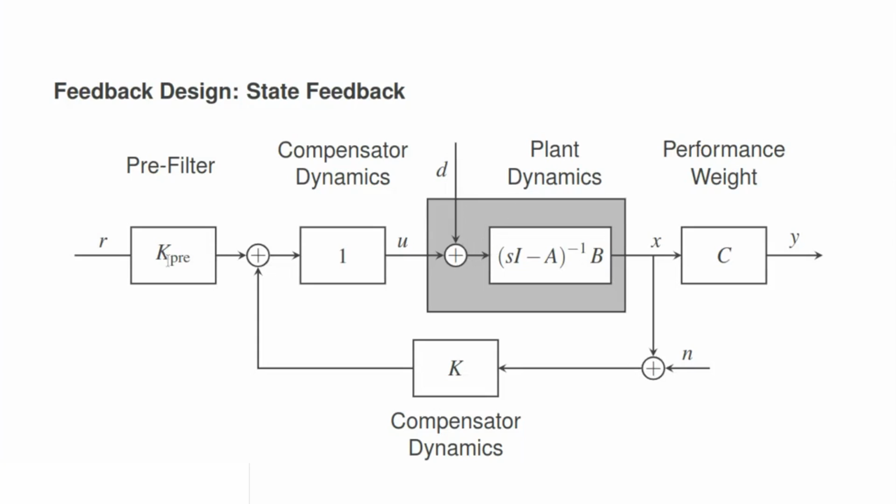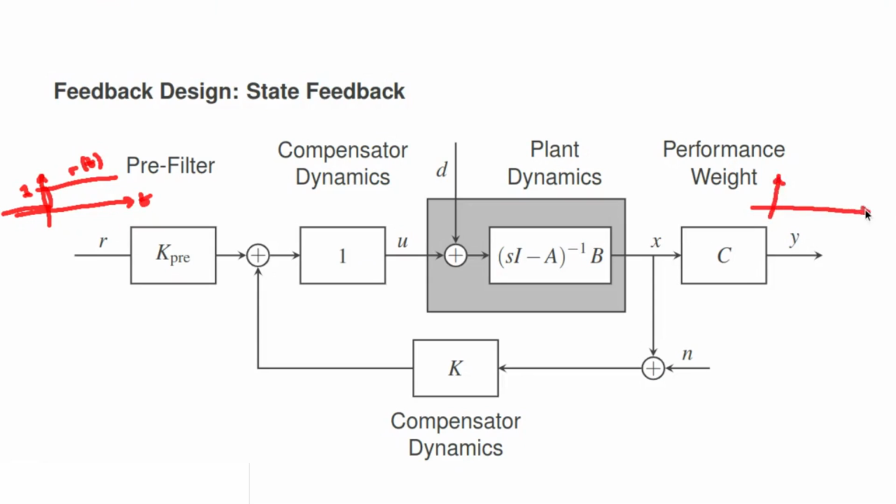Now let's try to work out how to design the pre-filter K-pre so that the output Y will track a step input R in steady state. So what does that mean? Well, first of all, it means that the input to our system is given by a step. So if this is a set of axes with t here and 1 here, it means that r of t is equal to 0 for negative time and equal to 1 for positive time. So this is r of t. And to track a step input means that the output y will tend to a value of 1 as time gets very large. So that would look something like this.